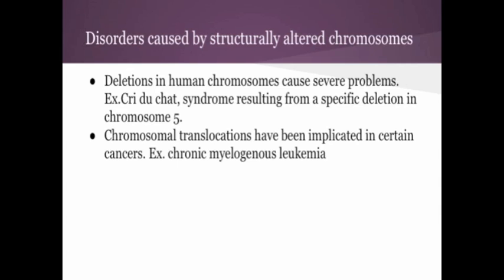This disease occurs when reciprocal translocations happen during mitosis of cells that will become white blood cells. Children with this syndrome are severely intellectually disabled and have a small head with unusual facial features. Chromosomal translocations have been implicated in certain cancers, for example, chronic myelogenous leukemia.